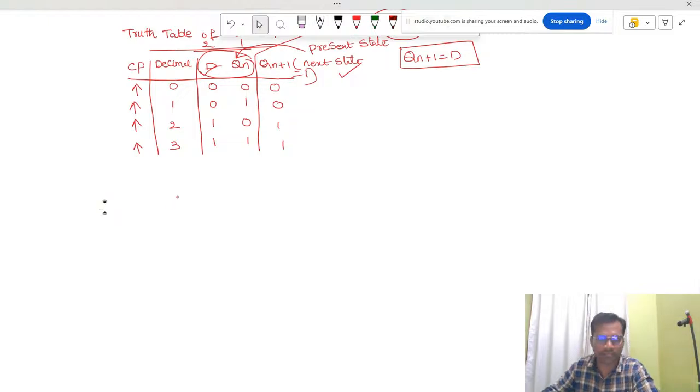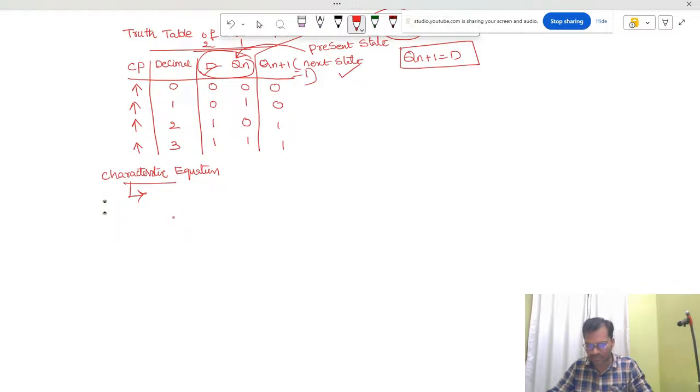So coming to the characteristic equation, this is very important to understand. You are going to do the characteristic equation now. Here in this characteristic equation we are going to get the output like this. What does the characteristic equation mean? Let's plot the inputs. How many inputs are there? Two inputs are there. Let us plot them and derive the expression.